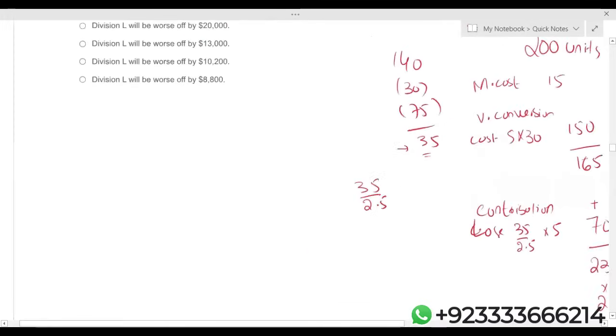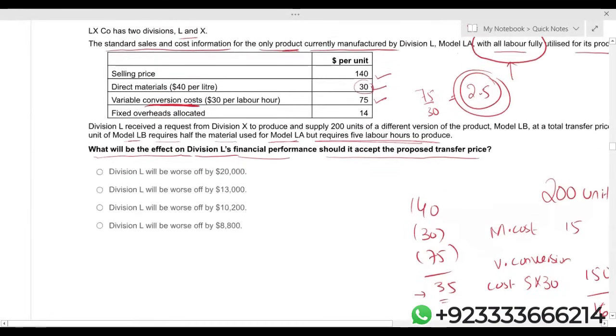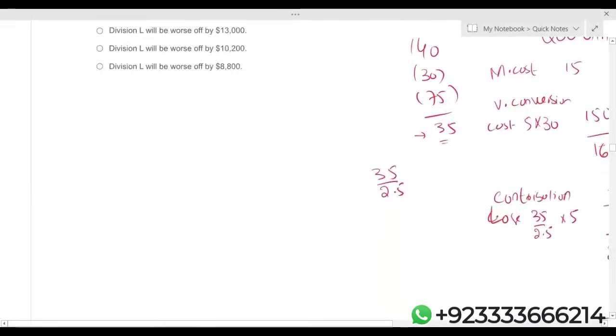So it means division L will have to bear the loss of 20,000 in order to manufacture 200 units of model LB. So division L will be worse off, yes. Obviously, you will have a loss of 20,000. All other options are, of course, not acceptable.